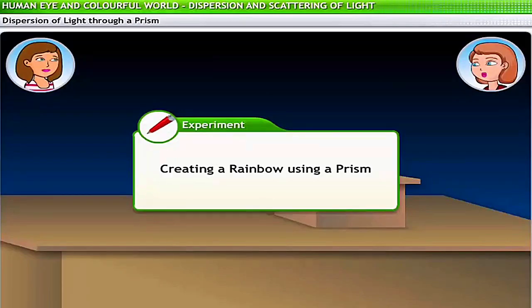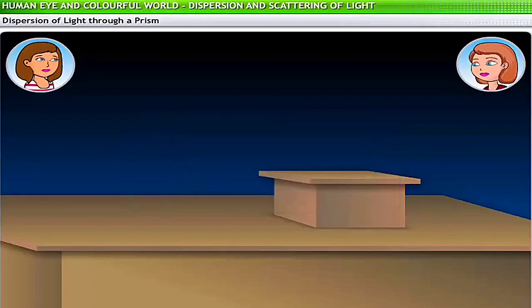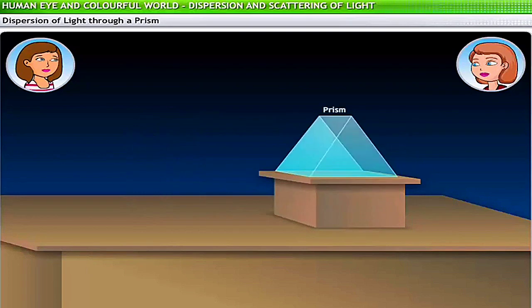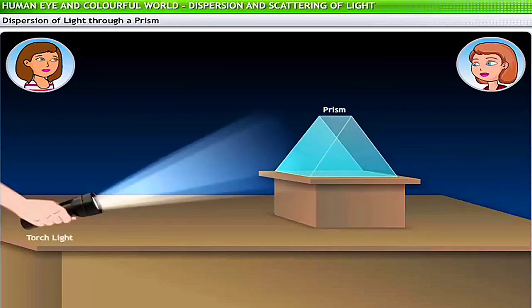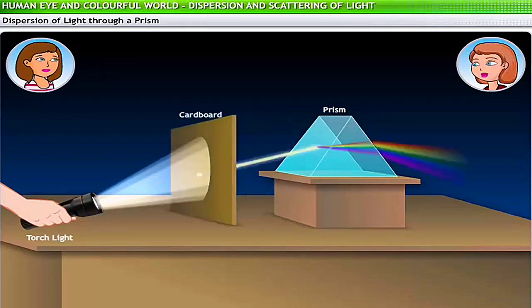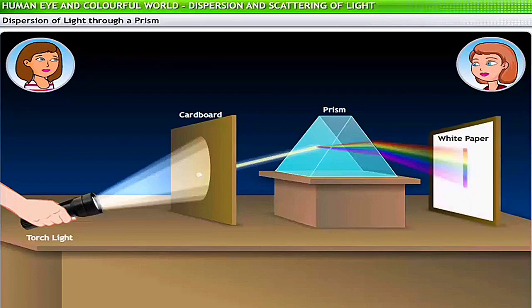Let's conduct an experiment to see how we can create this rainbow effect through a prism. For this experiment, we take a prism on a horizontal surface as shown. On one side of the prism, we place a source of white light. Between the light source and the prism, we place a cardboard having a pinhole. This helps introducing a very narrow light beam through it, similar to that of a ray. Finally, on the other side of the prism, we place a white paper as shown to catch the dispersed emergent beams. This white paper acts as a screen.